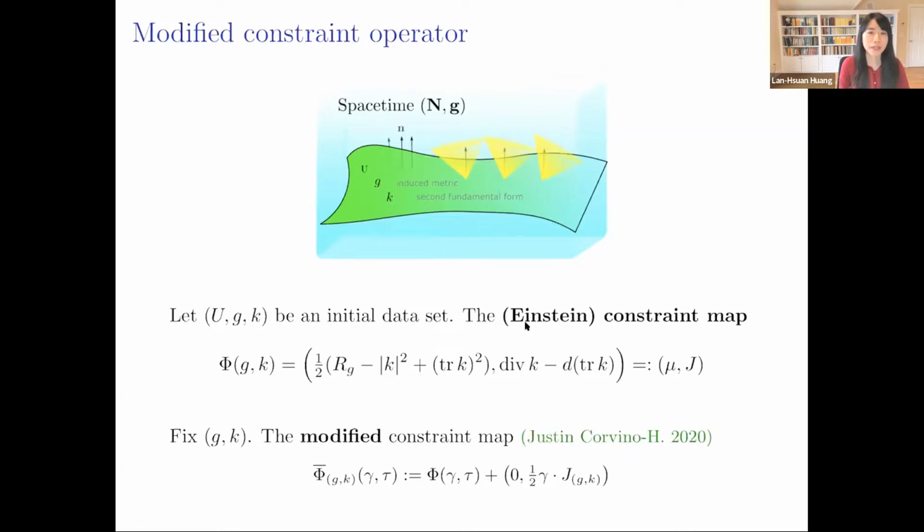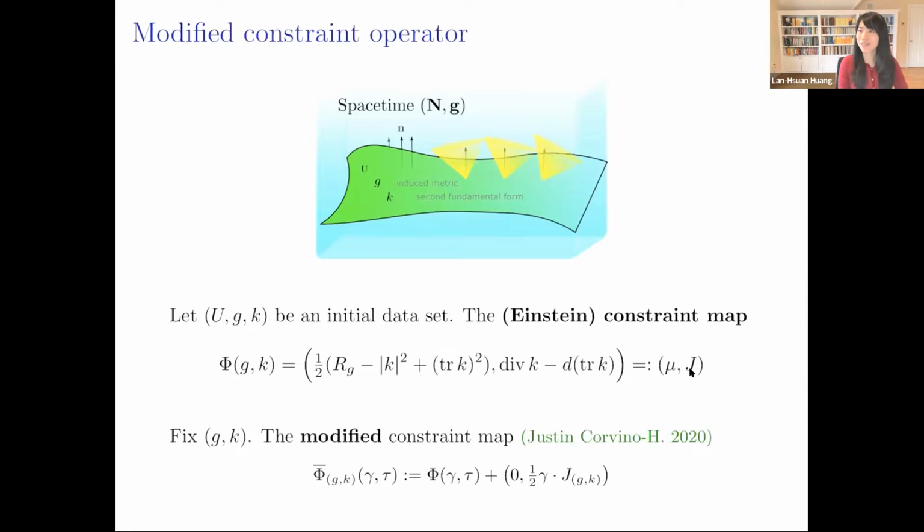The constraint map is essentially just the Einstein equation together with the trace of the Gauss equation and then the Codazzi equation. But it's interesting that it can be written completely in terms of g and K, the induced metric and second fundamental form. The first one is a scalar function: half times the scalar curvature minus the length of K squared, where K is a bilinear form, minus the trace of K squared. The second term is a one-form, the divergence of K minus the D of the trace of K, which are also denoted by mu and J.